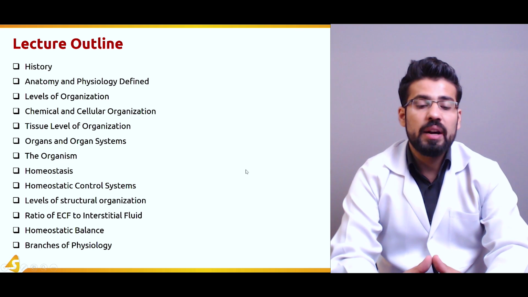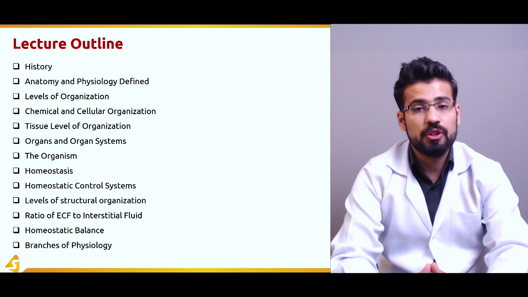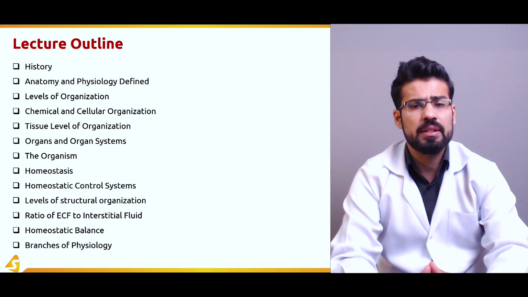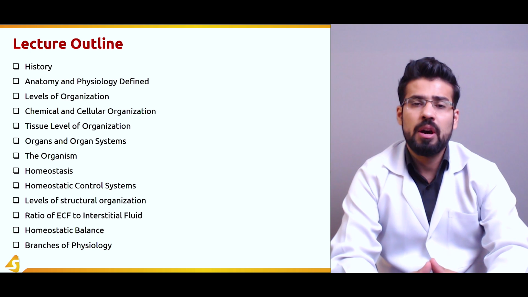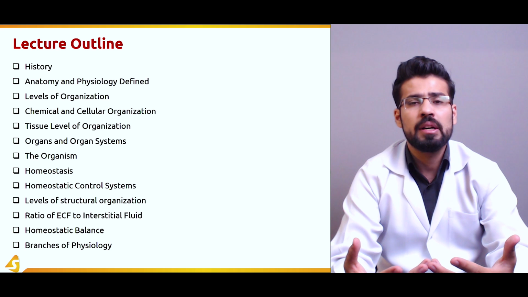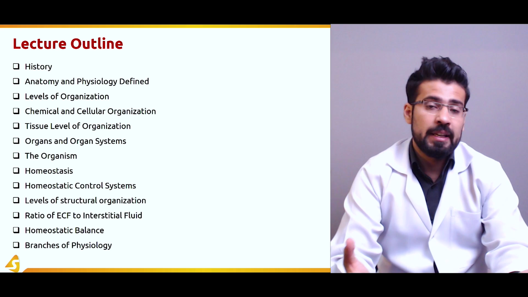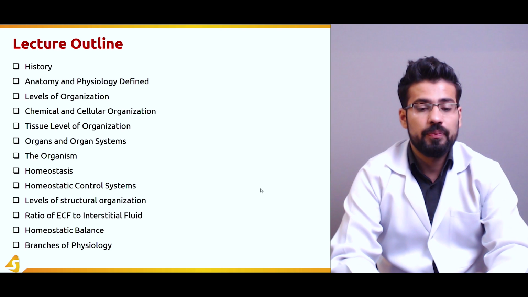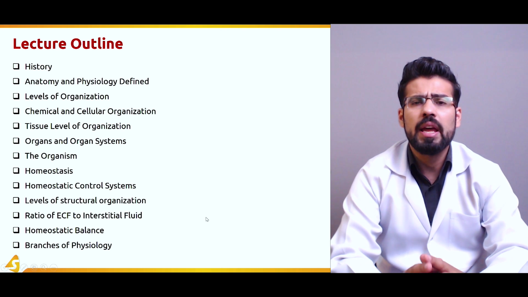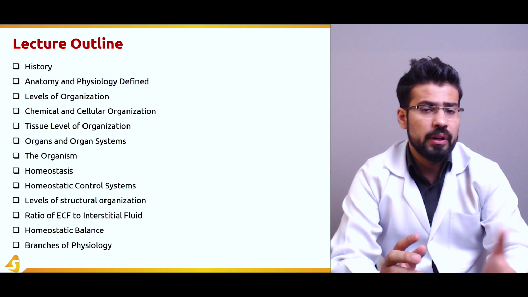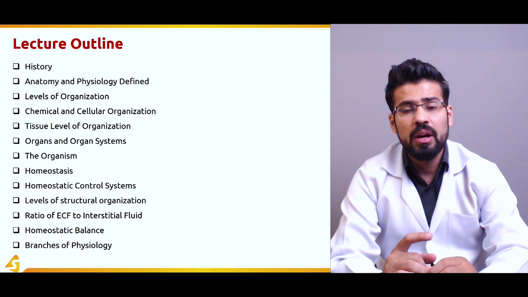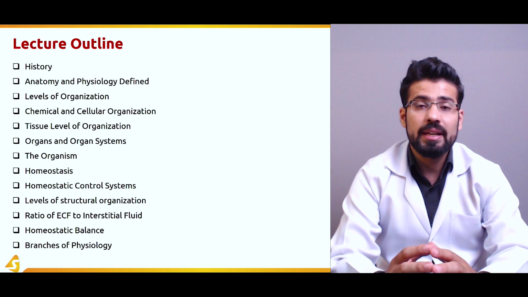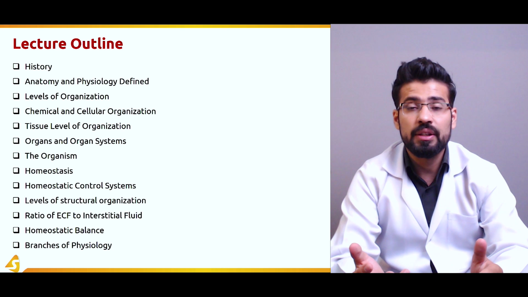After that, we are going to discuss the levels of structural organization, in which we'll discuss various different levels, from the organelle to the cellular to the tissue to the organs, leading towards the organ systems and the whole human body. We are going to discuss the different types of body fluids and how the extracellular body fluid is different from the intracellular body fluid, and what is the ratio of the extracellular fluid to the interstitial fluid.